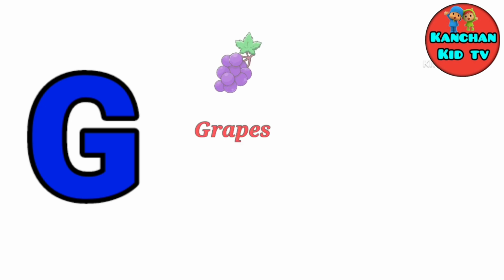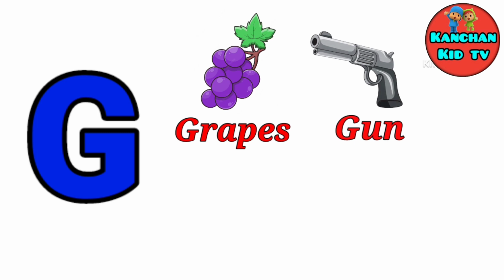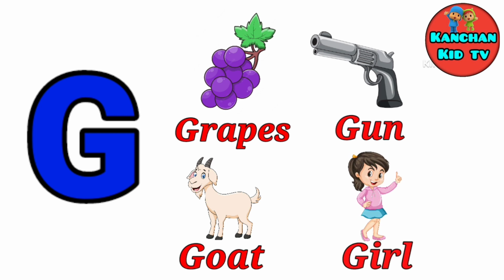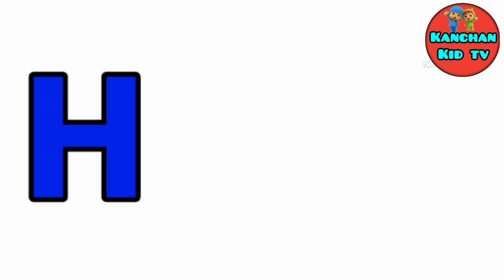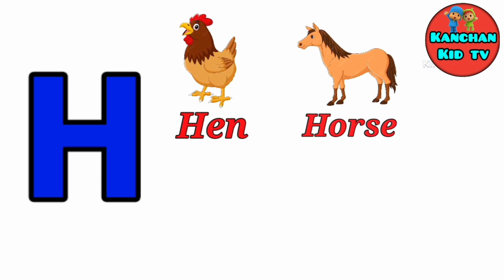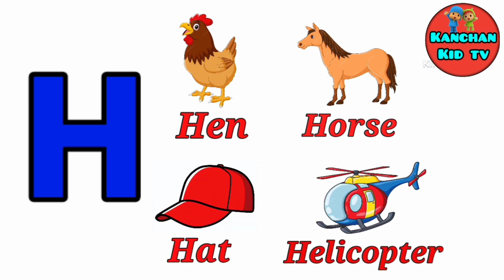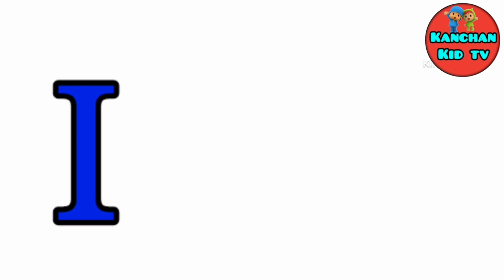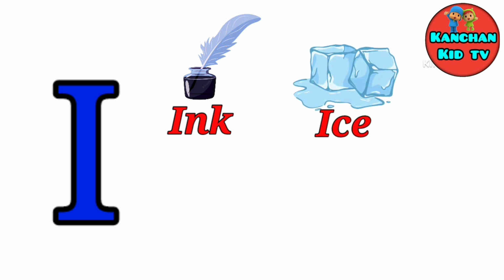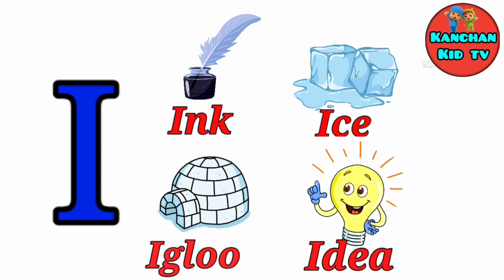G for grapes, G for gun, G for goat, G for girl. H for hen, H for horse, H for hat, H for helicopter. I for ink, I for ice, I for igloo, I for idea.